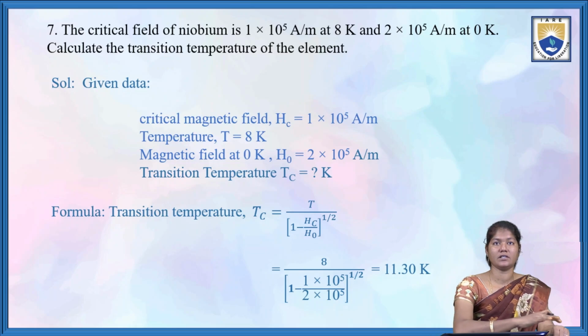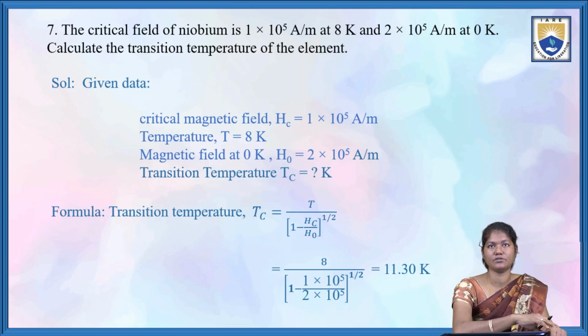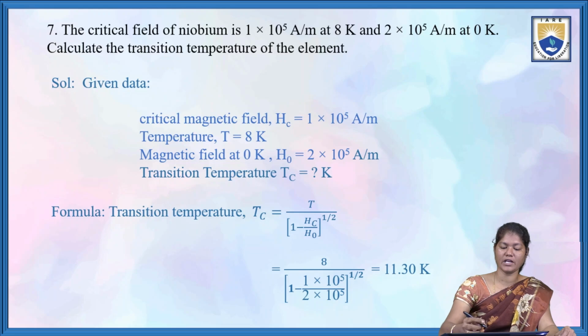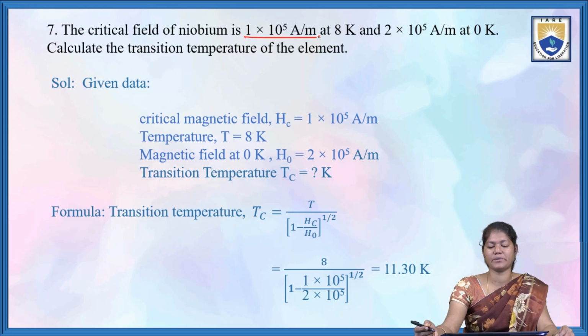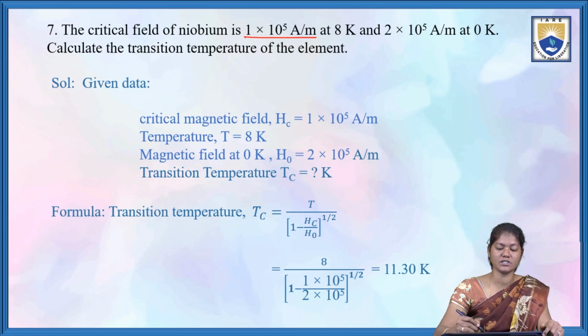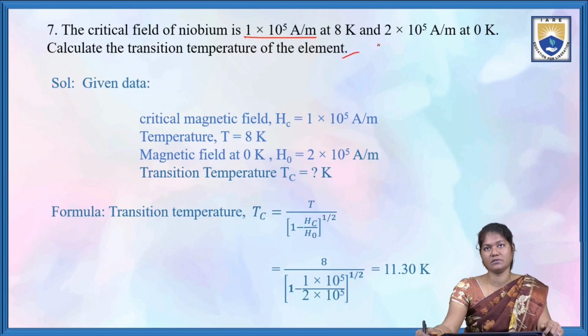Next, the critical field of niobium is 1 into 10 power 5 ampere per meter at 8 degree Kelvin, and 2 into 10 power 5 ampere per meter at 0 degree Kelvin. Calculate the transition temperature of the element. So this also comes under the Bloom's taxonomy level of apply. So here the learner has to apply the formulas for transition temperature.